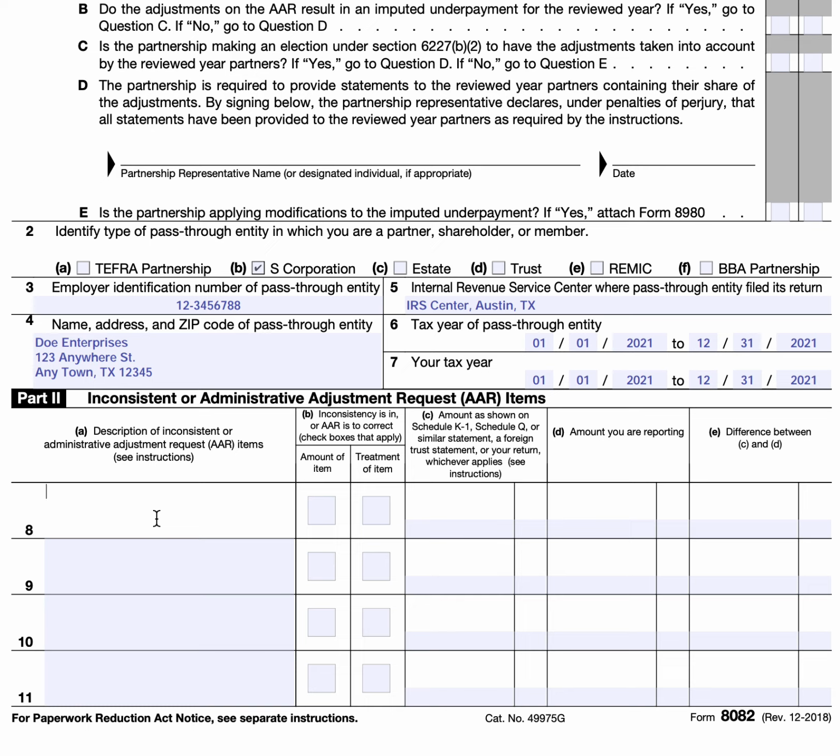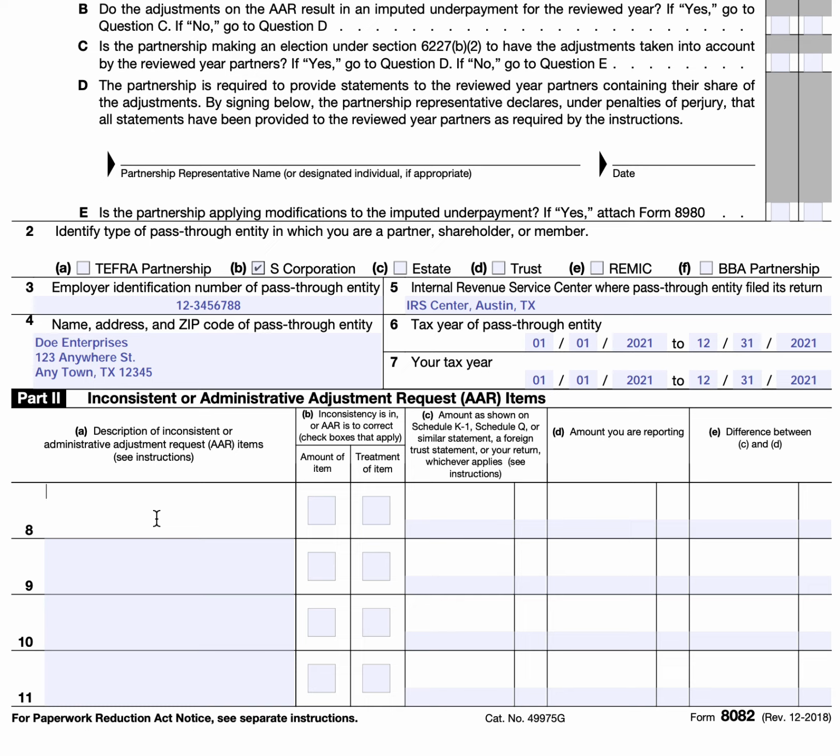And then finally, other than a pass-through partner, there's a partner filing a notice of inconsistent treatment. So depending on those circumstances, you might take different steps. But generally, the guidance for lines 8, 9, 10, and 11 is all the same: in column A, you're going to provide a written description of the inconsistent item or the AAR request.